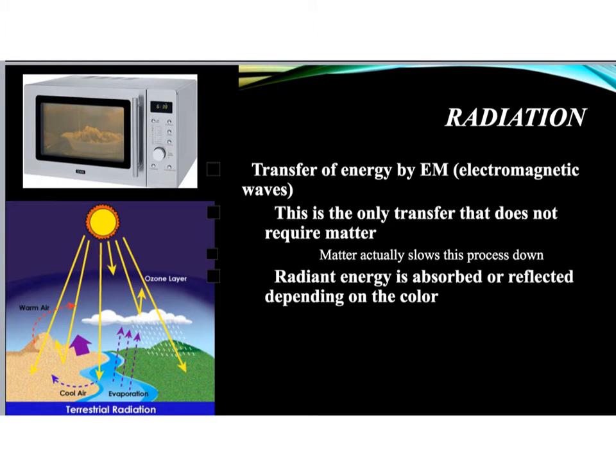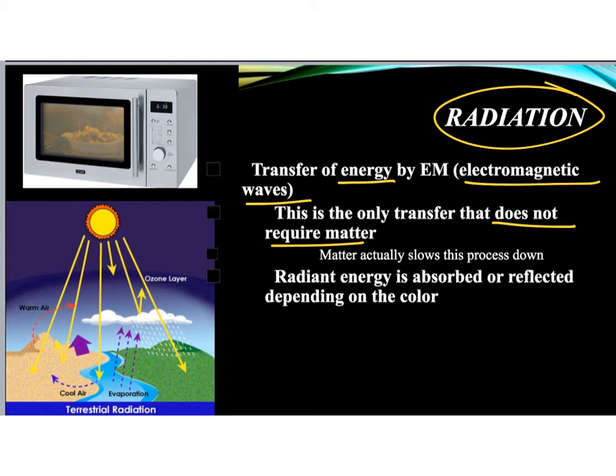Our third method of heat transfer is radiation. Radiation is a transfer of energy through electromagnetic waves, sometimes referred to as EM waves. So this could be radio waves, ultraviolet, X-rays, gamma rays, all those waves, visible light, which transfer at the same speed. Those are all known as electromagnetic waves. What's unique about these is that this method of heat transfer does not require matter.